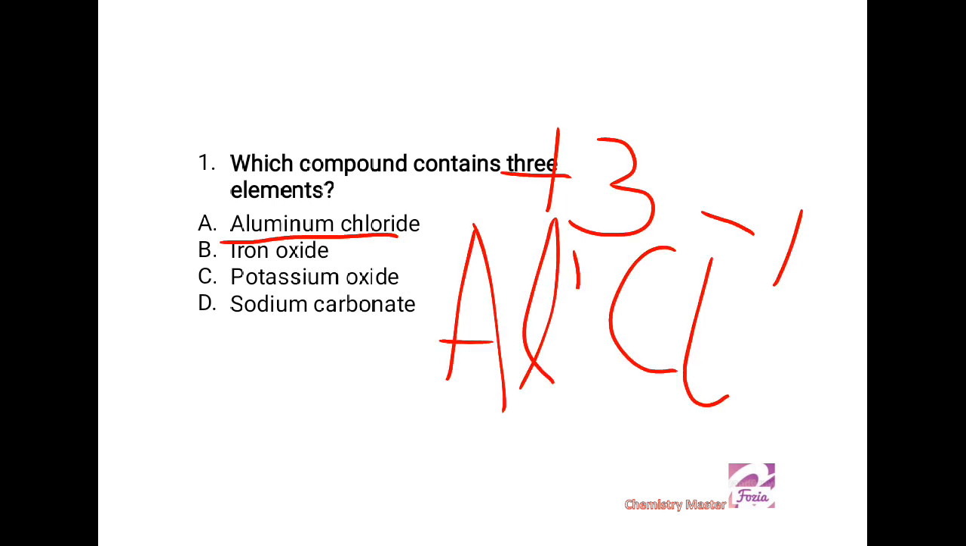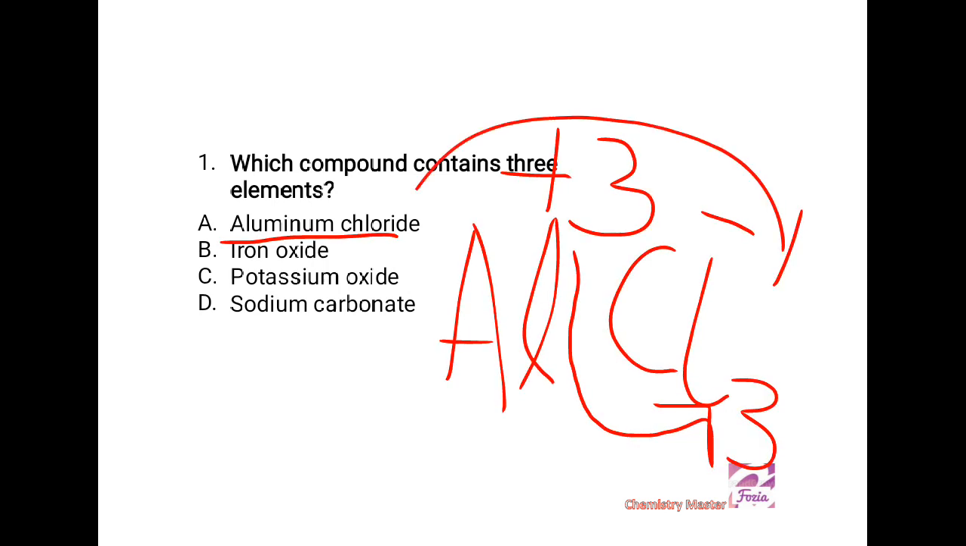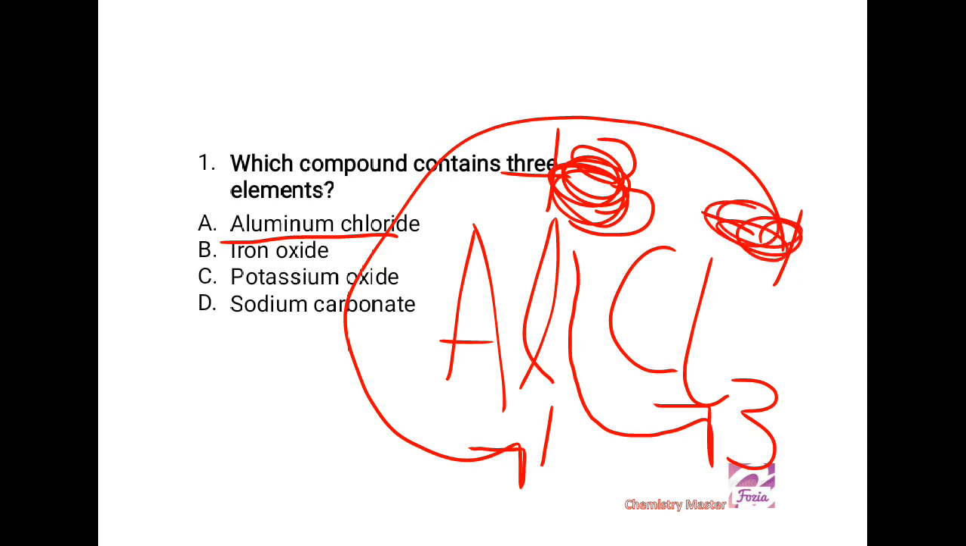So in the third step, when we crisscross their oxidation states, this 3 comes here and this 1 comes here as a subscript of aluminum. So finally the valencies are written as Al1Cl3, and 1 is not written. So the formula goes AlCl3.